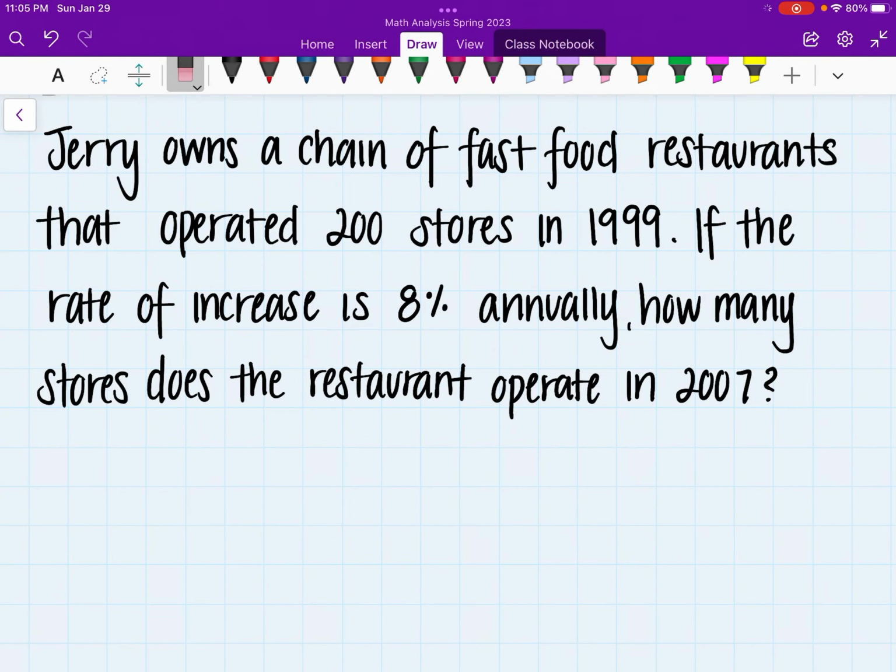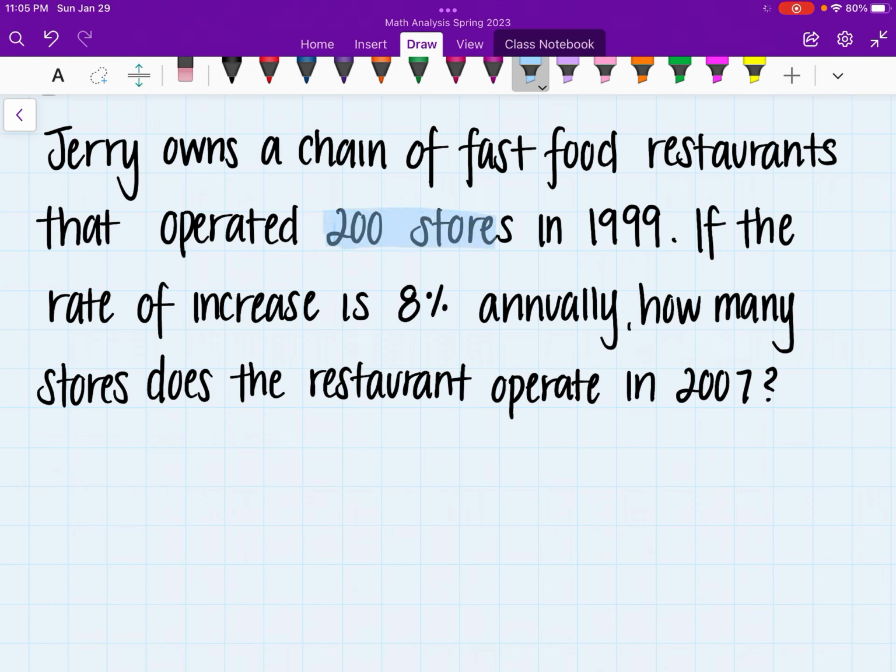All right, you guys, let's go ahead and get started with this example here. In this example, it says that Jerry owns a chain of fast food restaurants that operates 200 stores in 1999. If the rate of increase is 8% annually, how many stores does the restaurant operate in 2007? So I do want to go ahead and just highlight some information here.